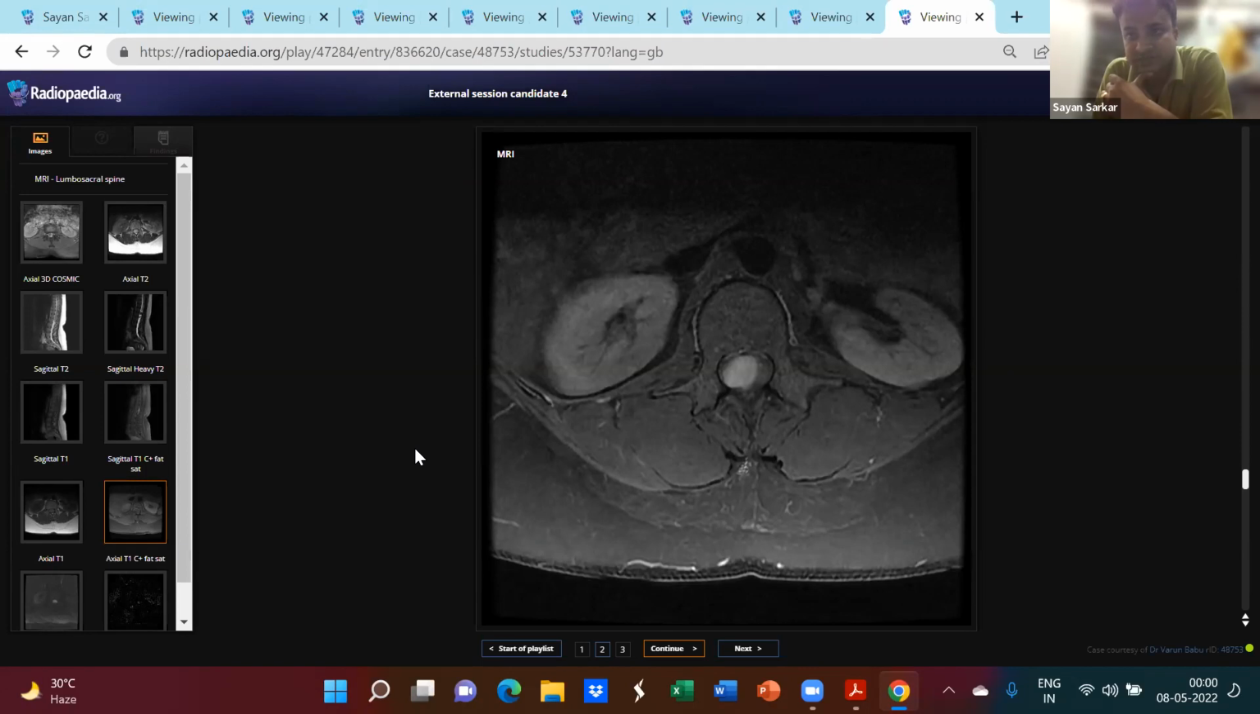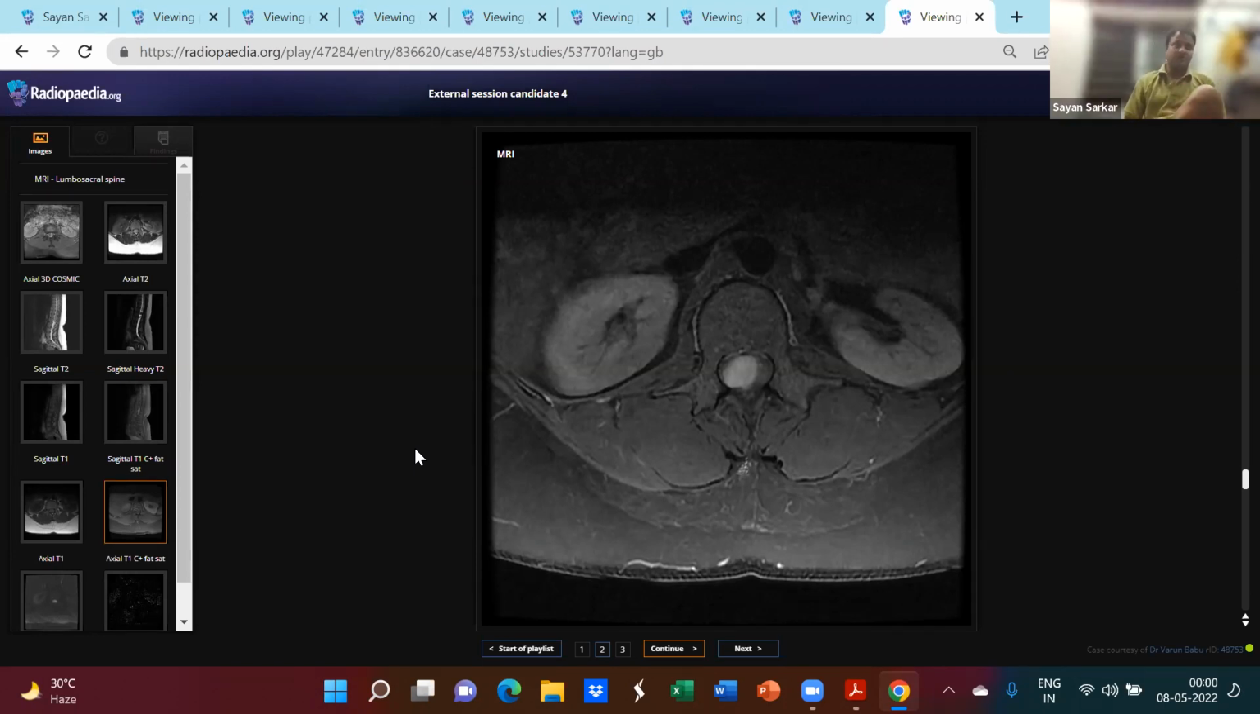So in NF2, what are the things? In the brain, I would be looking for acoustic neuromas, and bilateral acoustic neuromas are diagnostic. Bilateral what? I couldn't hear that part. Bilateral acoustic neuromas are diagnostic, yes, NF2. Right. Multiple intracranial meningiomas, schwannomas. Okay, fine.